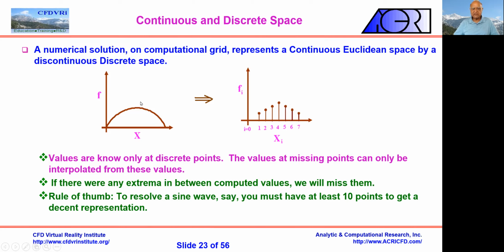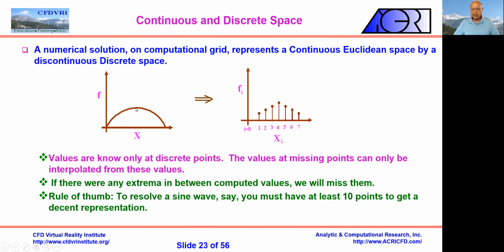Supposing this curve had a quiggle here, a very sharp quiggle, which was less than the space between them, we'll never capture it. We'll lose it, right? So we know the values only at discrete points. So we are not in Euclidean space anymore. This is a very special kind of space. So the values are missing. At the missing point, we can compute the value here by saying it's linear between these two or quadratic between these two. We can do that.